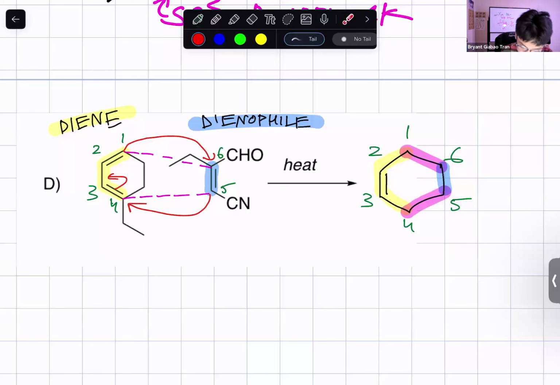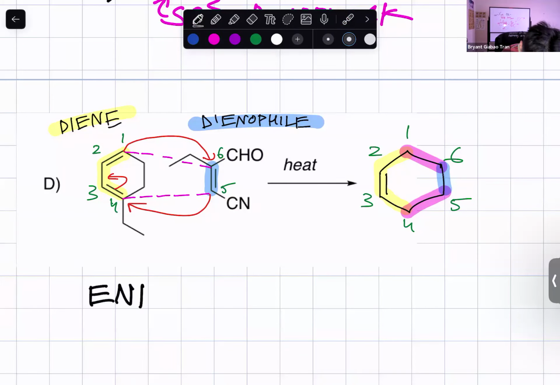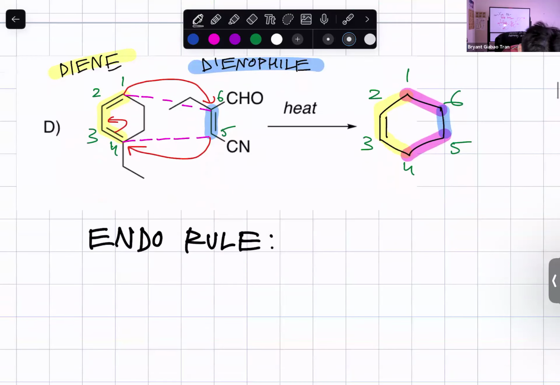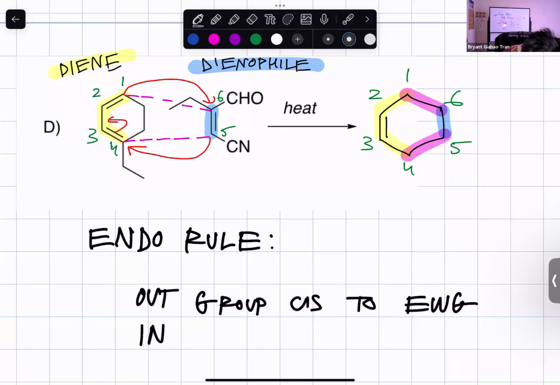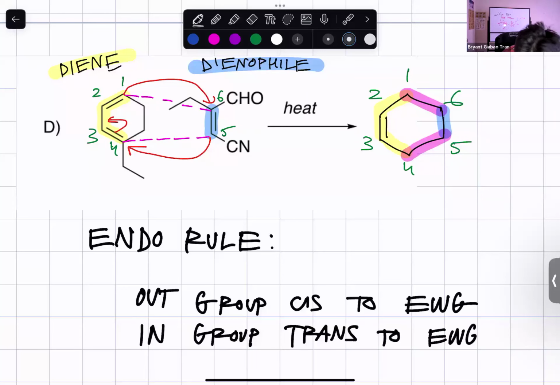Okay, now let's add in the decoration of the Diels-Alder reaction. So the stereochemistry matters a lot here because of something called the endo rule, which basically means that the out group will be cis to the EWG, and the in group will be trans to the EWG, right? And let's define what an out and in group is.